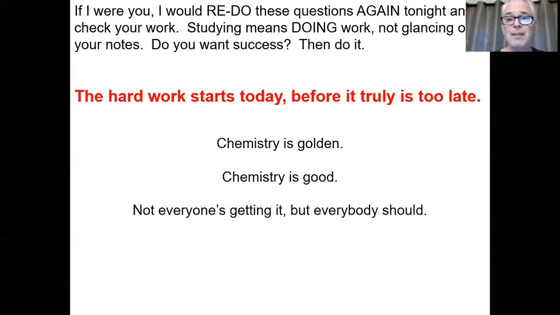Chemistry is golden. That means number 79. Chemistry is good, and that's important. And not everybody's getting it yet, but everybody should, which means you got to practice. Okay, we're going to do one more lab, and then we're going to just keep practicing. Hopefully you're going to do swell on this.